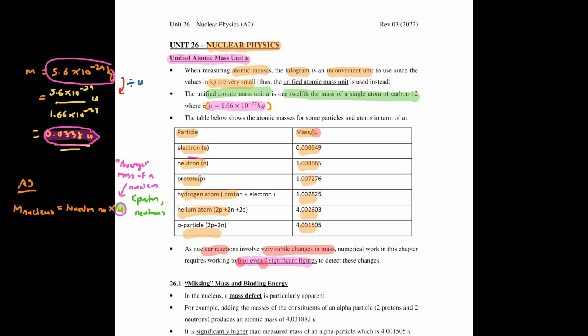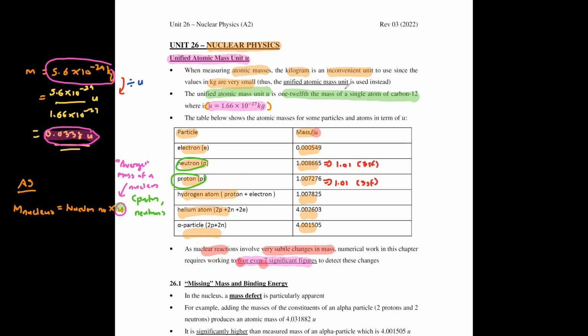If you look at the table of values for neutron and proton, notice that the masses are actually quite different if you look at a larger number of SF. Neutron is 1.008665, proton is 1.007276. Now, there clearly is a difference between the masses, but if you were to look at just 3 SF, this one would be 1.01 at 3 SF, and this one will also be 1.01 at 3 SF.